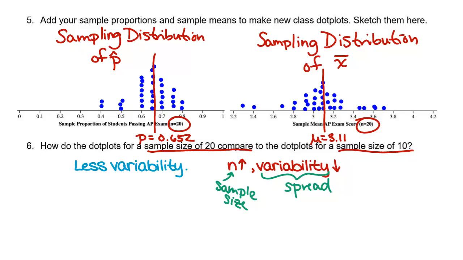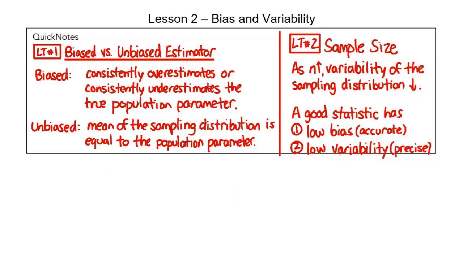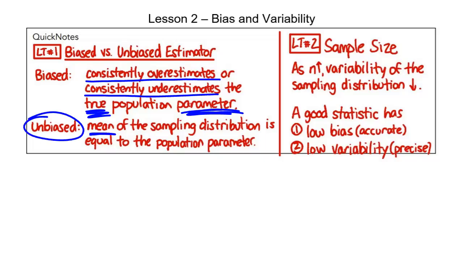Important takeaways for today, our learning targets for today. Biased versus unbiased estimators and the impact of sample size. A biased estimator consistently overestimates or consistently underestimates the true population parameter, like we saw with Beyonce. If it is biased, it consistently overestimates, like we did, or consistently underestimates. Unbiased, the mean of the sampling distribution is equal to the population parameter.